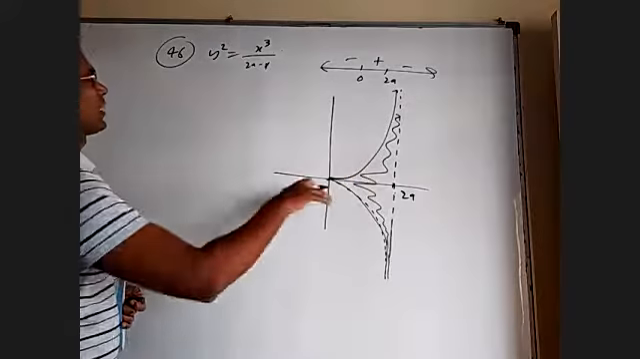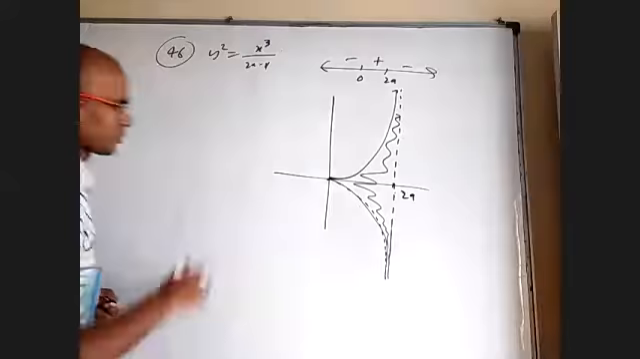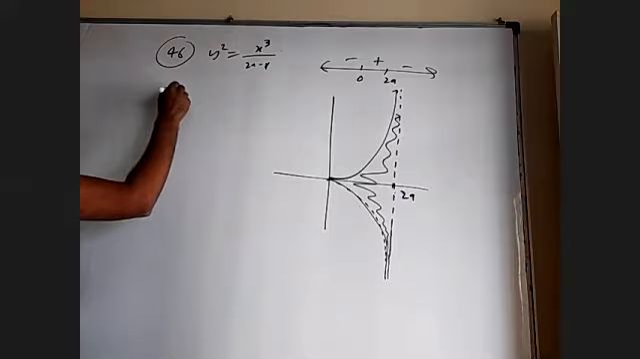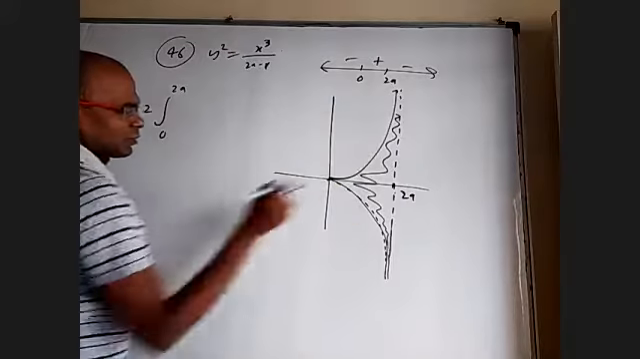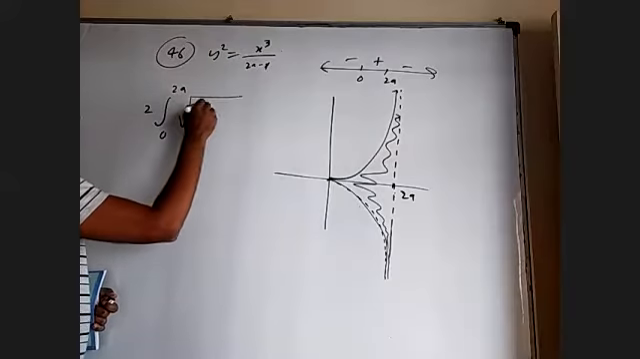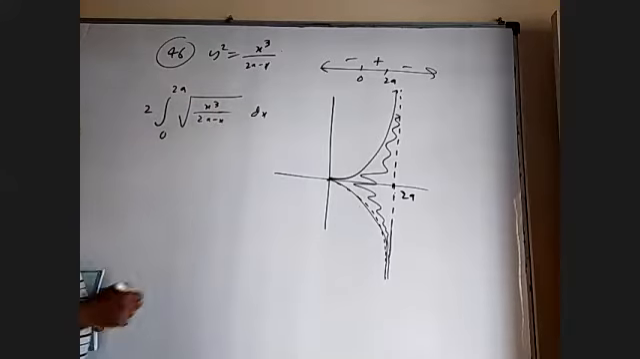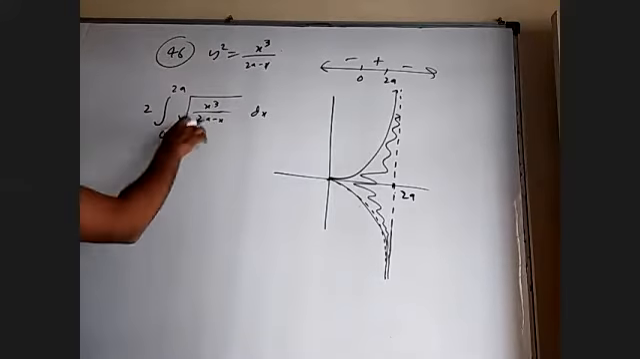Somebody can do right minus left also, but then you have to know x in terms of y, which we don't know. So better is this, okay? Integral 0 to 2a, 2 times, because upper curve minus lower curve, or find the upper area and double it, square root of x cube by 2a minus x dx. Now the question is, how are you going to solve this?